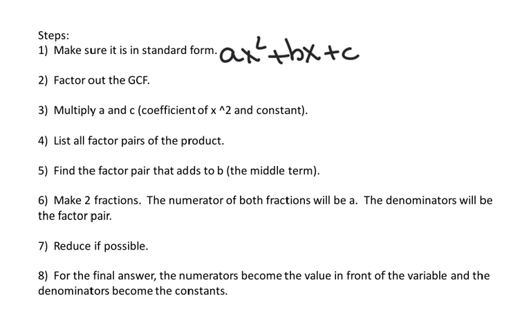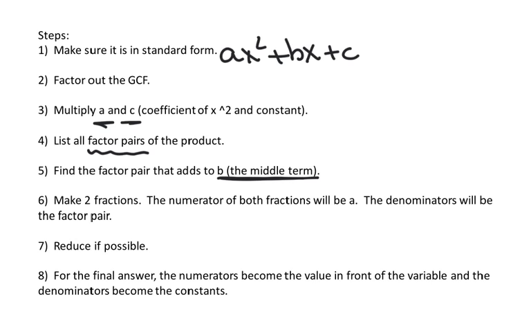Then we're going to factor out our greatest common factor. We're going to multiply our a and c, just like we did with regular brute force, and list all our factor pairs, just like regular brute force. And then, in step 5, we want to find the factor pair that adds up to b, which remember is the middle term.